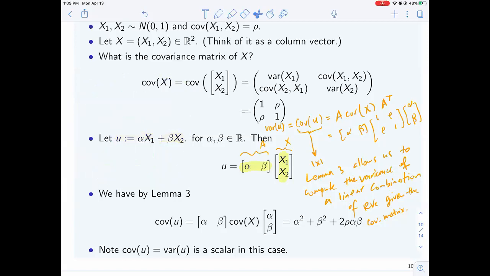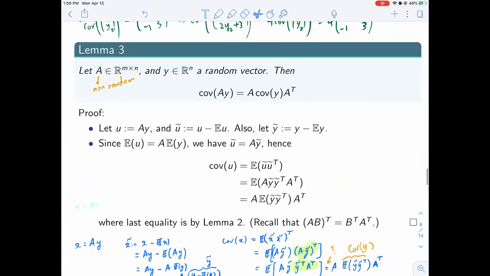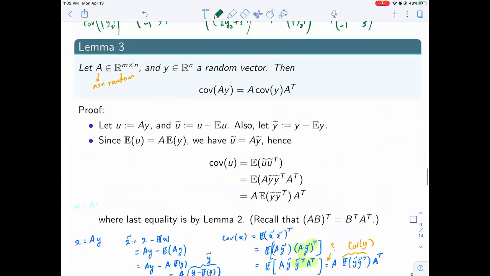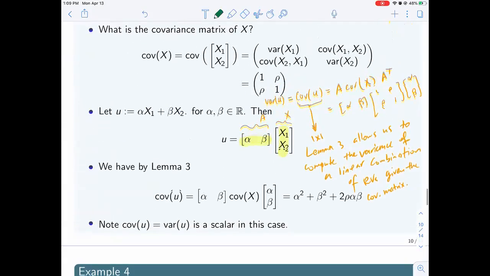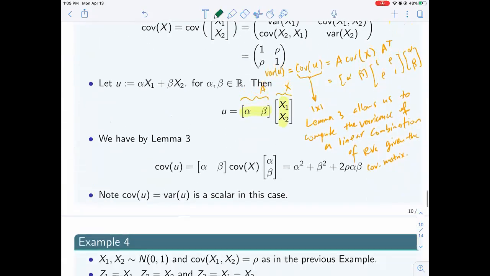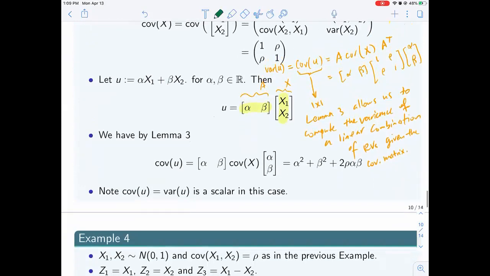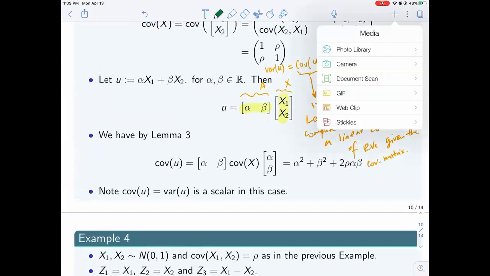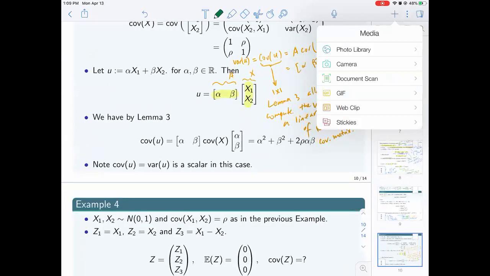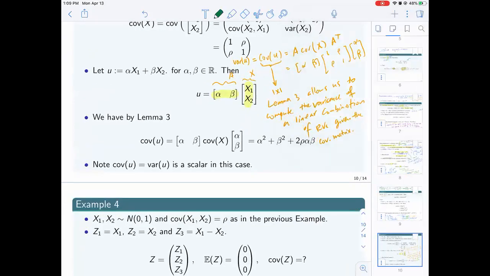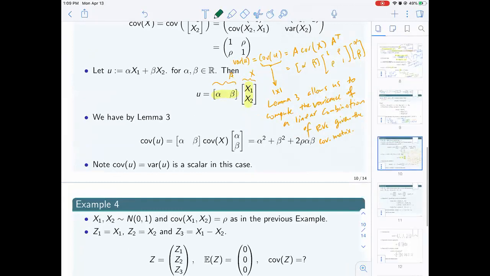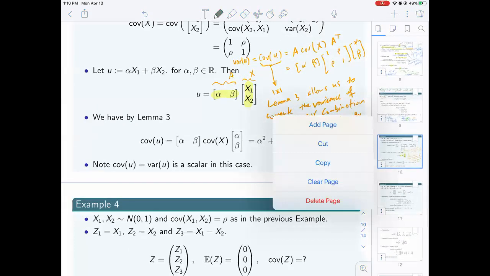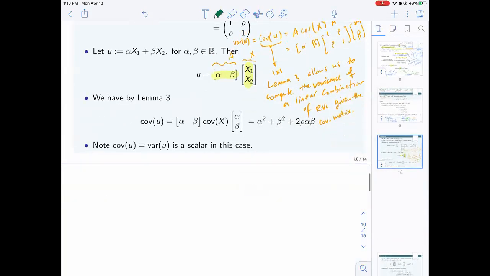So can I use this lemma? Where should I write this? Let me open a page here. See if I can add a page.